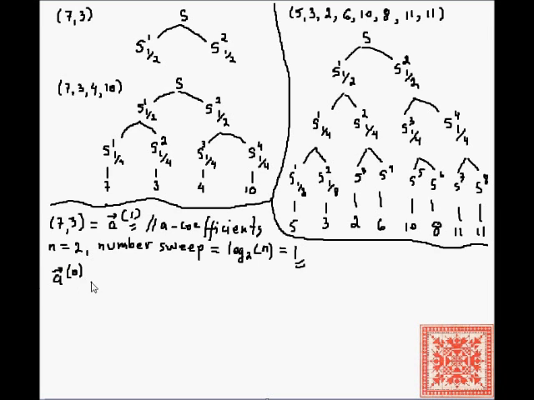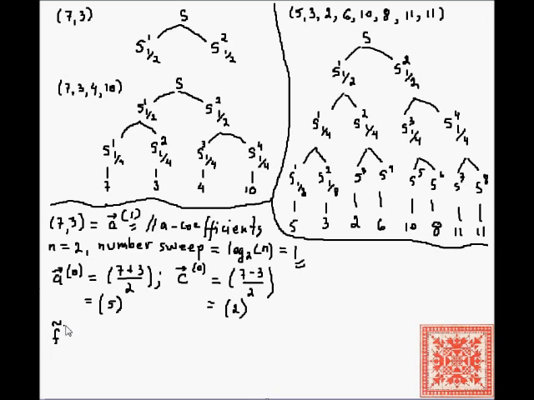Okay, so how do we do this? Well, the first sweep brings us to the level of 0, and we just apply the basic Haar wavelet transform to each consecutive pair of indices. So the average on the 0th level is 7 plus 3 over 2, and the Haar wavelet coefficient on that interval is 7 minus 3 over 2. So this gives us 5, and this is 2.